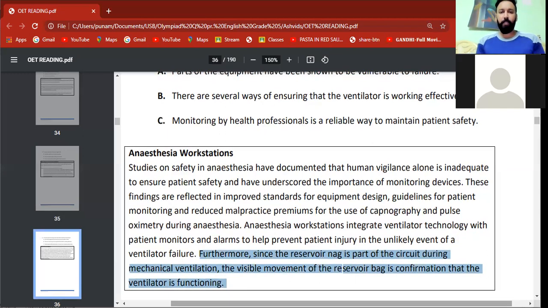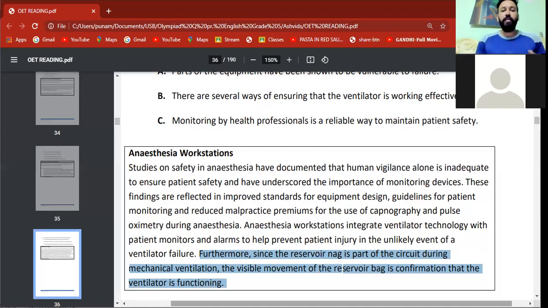Furthermore, since the reservoir bag is a part of the circuit during mechanical ventilation, the visible movement of the reservoir bag is confirmation that the ventilator is functioning. There are several ways of ensuring that the ventilator is working. Answer is B. Yes, that's why it says B.